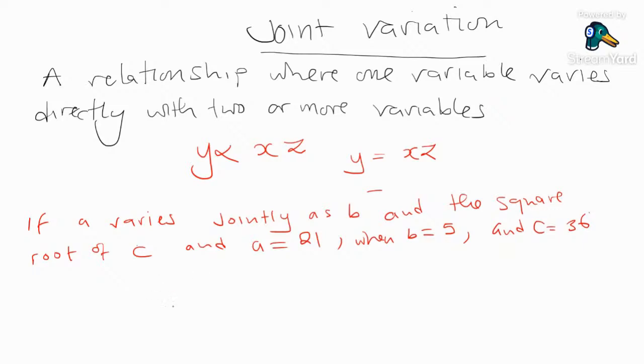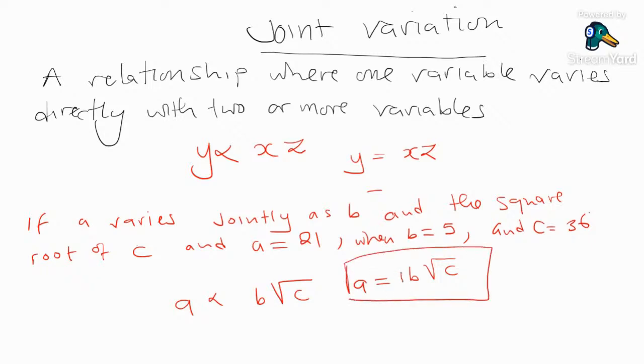So what it means is that A varies jointly as B and the square root of C. Okay, this is the equation. The formula is going to be B square root of C. This is what we are going to use to find K. Now in front there should be a K.